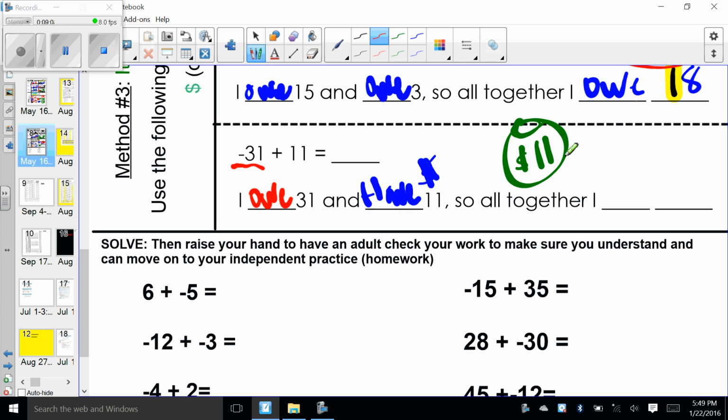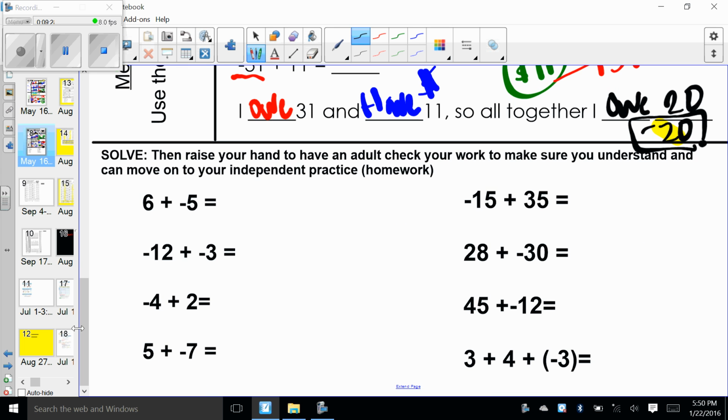I'm trying to take $31 out of the bank. I can't take $31 out of a bank that has $11 in it. I can only take out $11 because that's all that's in the bank. So altogether then I still owe $20. And the way we'd write that mathematically is -20, still owe 20.